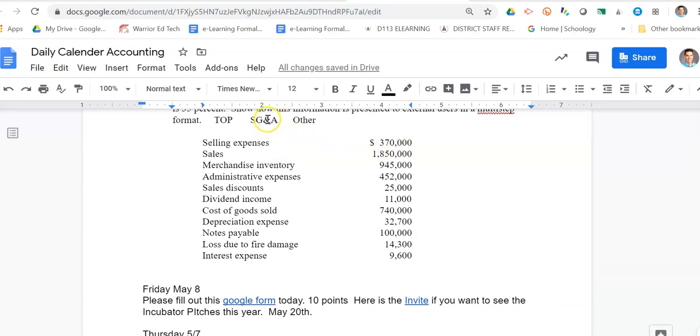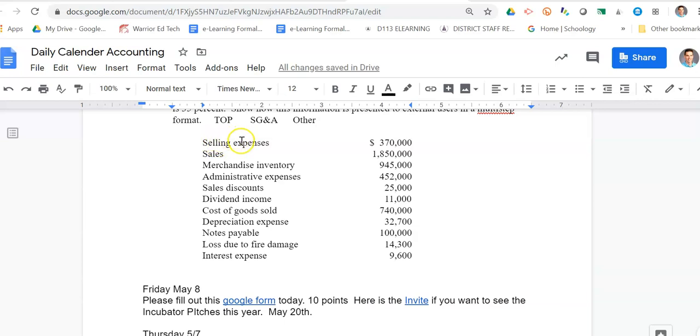Is it classified under SG&A, selling, general, and admin expenses? And then is it other? Is it an other type of income, gain, or loss? Or is it not on the statement? Sometimes the professor will put something on there that's on the balance sheet to confuse you, and this problem did too. So the first thing I do, before I even start making the financial statement, is go through and classify: is it the top, is it part of SG&A, or is it other?